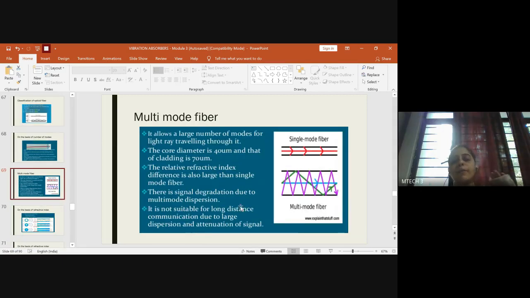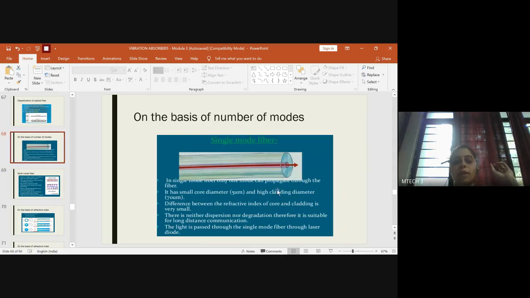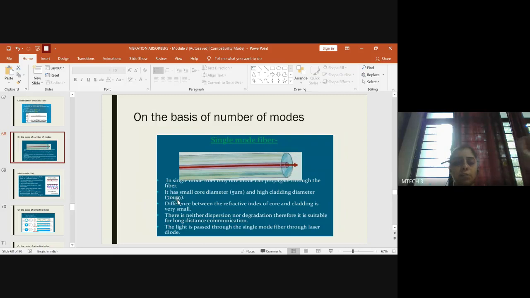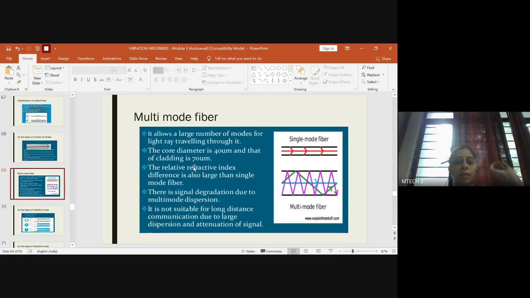Similarly, multimode fiber, I have explained how the movements of the light rays will be. Now, with respect to the dimension part, in the case of multimode fiber, the core diameter will be a little bit higher than that of the single mode. In single mode, it was only 5 micrometer, whereas in multimode fiber, it will be 40 micrometer. And the cladding diameter will be the same. In single mode, the cladding diameter was 70 micrometer, and even in multimode, it is 70 micrometer. And one more thing here is, there will be degradation.